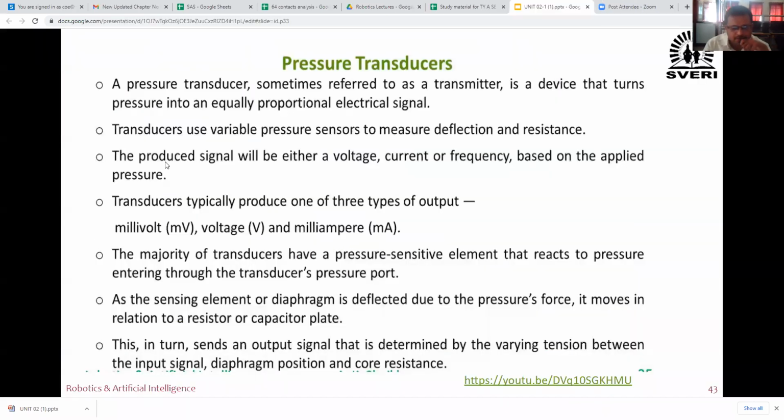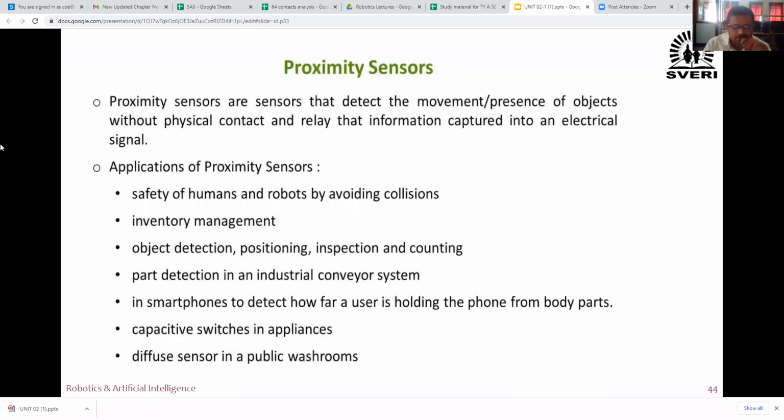This is nothing but pressure transducers. Now, next point is proximity sensors. Proximity sensors are sensors that detect the movement or presence of objects without physical contact and relay that information captured into an electrical signal. Proximity sensors are nothing but laser sensors. We have seen the laser tachometer. That is, when we are focusing that laser beam on the rotating part, we are getting the RPM.